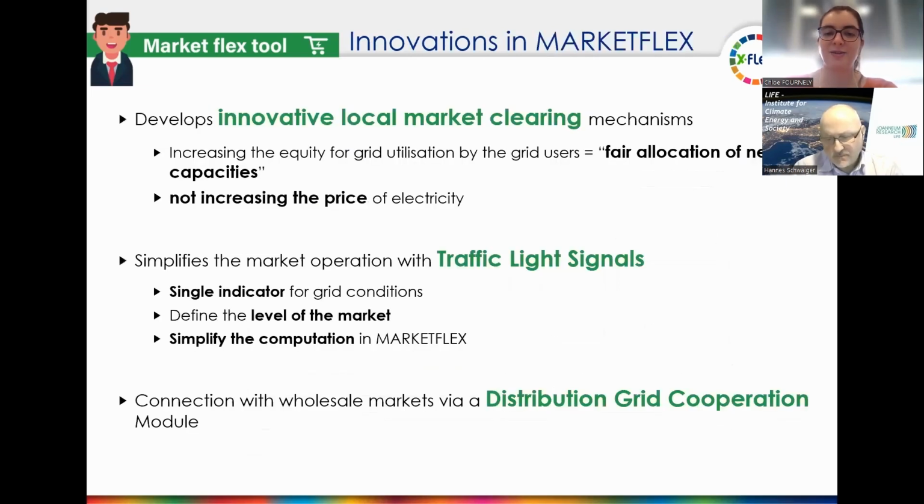All right, so to sum up, what are the main innovations of the MARKETFLEX tool? So first thing, these innovative local market clearing mechanisms. What we considered is not putting price at the center of the clearing mechanisms. Why? Because the local market is an addition to the existing wholesale market. So putting a price at the lower level would basically increase the general price of electricity. This is maybe not something we want.